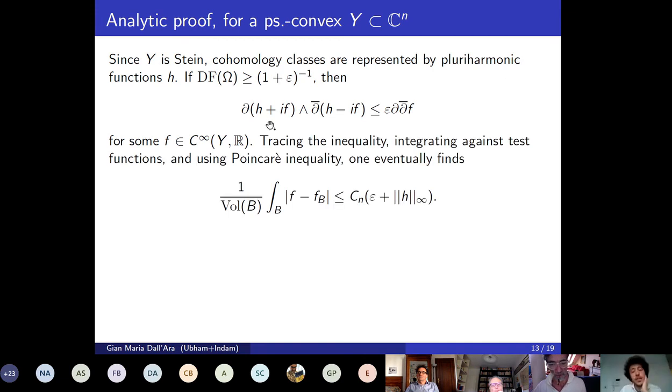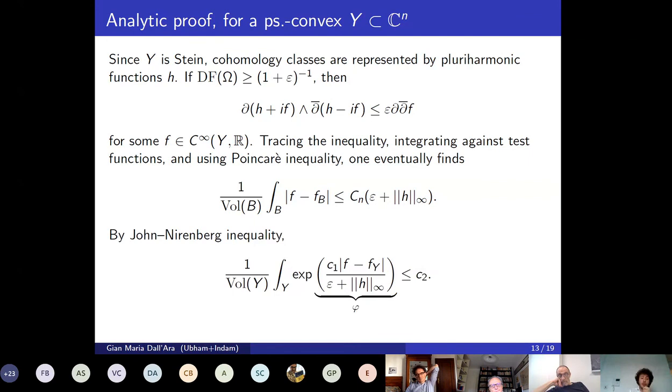And then what we do is we trace the inequality. One can then integrate against a tensor function, a quite standard argument in PDEs, use Poincaré inequality, and what one eventually finds is this remarkable inequality. This is telling you that on every ball contained in the domain, the average of f minus its average, so f_B is just the average on a ball, is bounded by this quantity. So this is the well-known BMO condition.